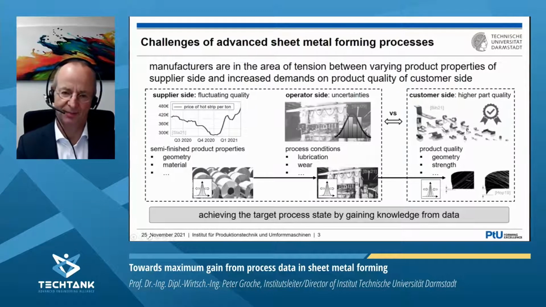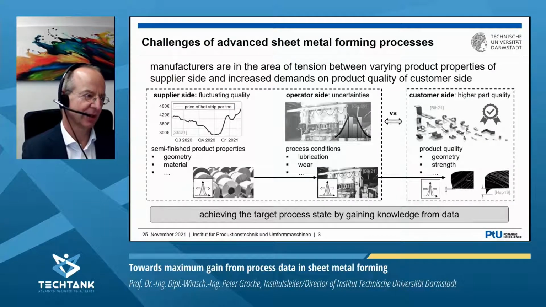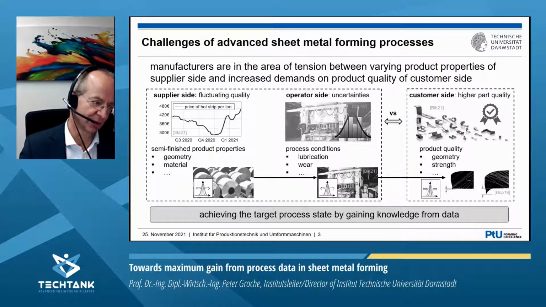So let's go first of all to the challenges which we have in sheet metal forming processes. Well, first of all, we can see that fluctuations are coming from the supplier side, where especially during these days, we can expect that prices, but also properties of semi-finished products vary a lot. Also, we can observe some fluctuations from the operator side itself, because the process conditions are fluctuating. And at the same time, we have to take into account that the customers of our products still require a high part quality, which of course is necessary for their business success, which is then also the source of business success for all the suppliers of sheet metal forming parts.